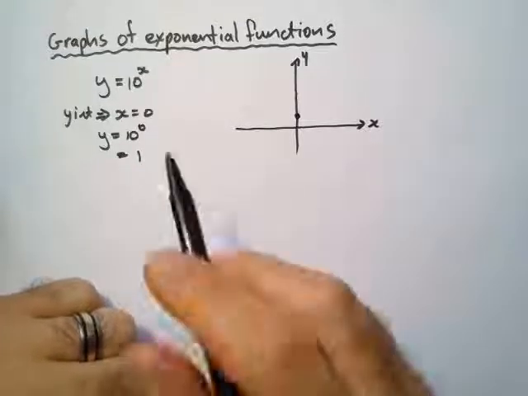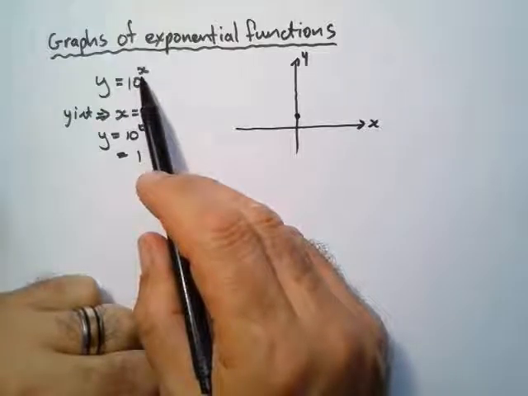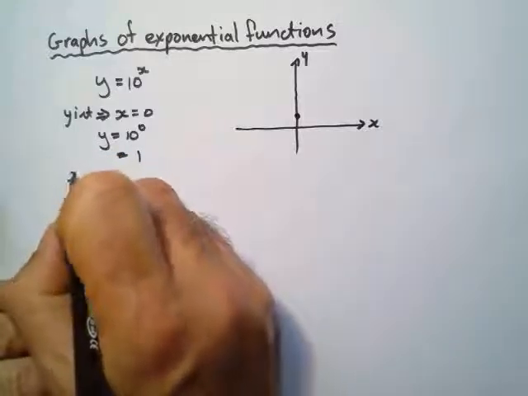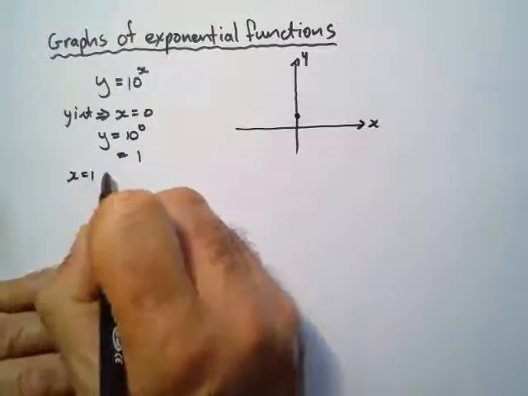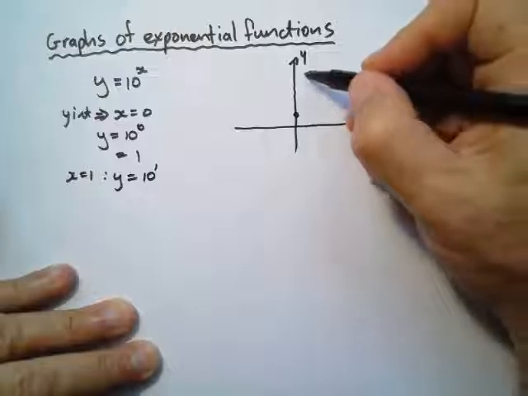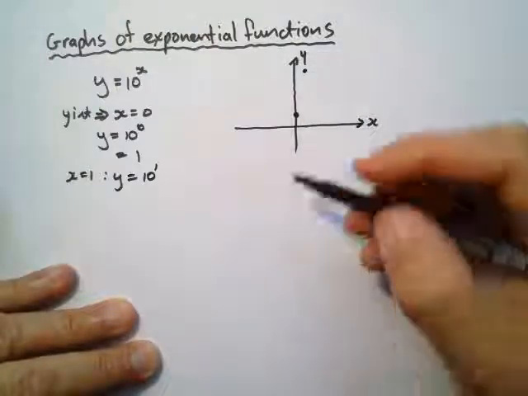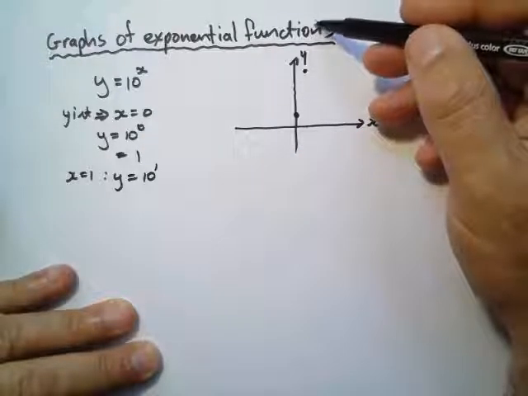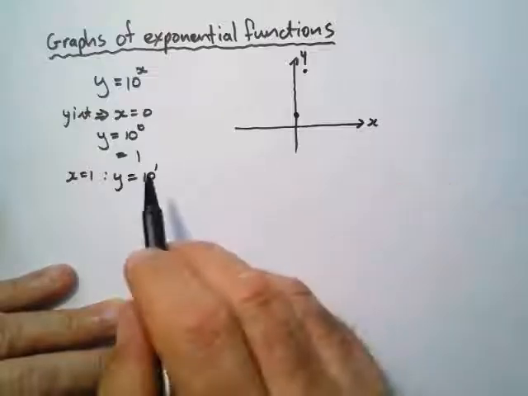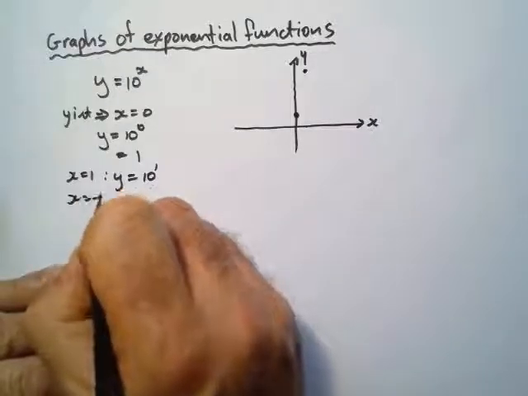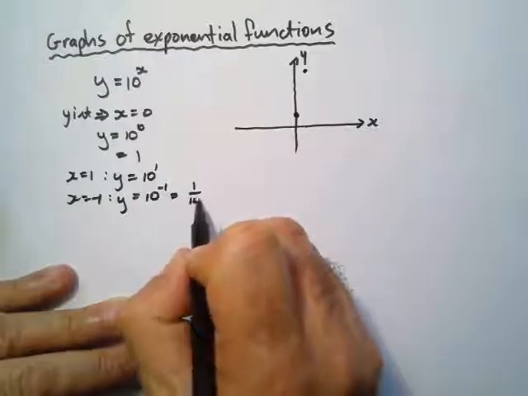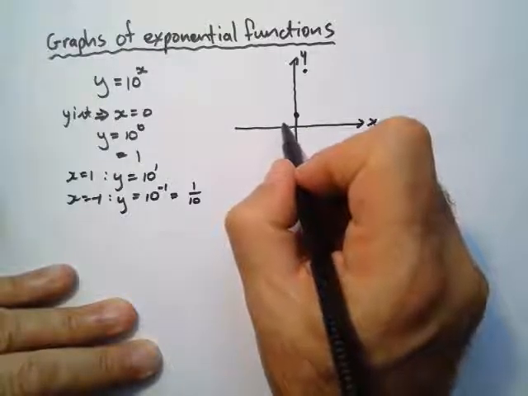That's my x-intercept. That's my y-intercept. Now, just to get the general shape, if x equals 1, then y equals 10 to the power 1, which is 10. So if x is 1, y is 10, which is going to be way up there. If x is 2, y is going to be 100, because that will be 10 squared, which is way up off the paper. If x equals negative 1, then y equals 10 to the power negative 1, which equals 1 over 10, which is right down here at the bottom.